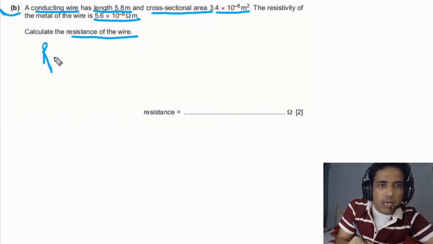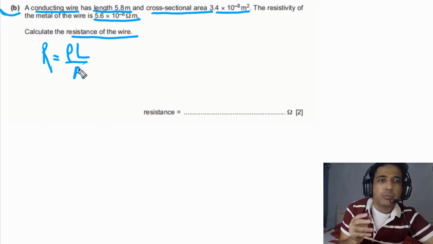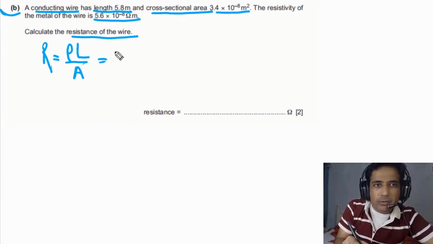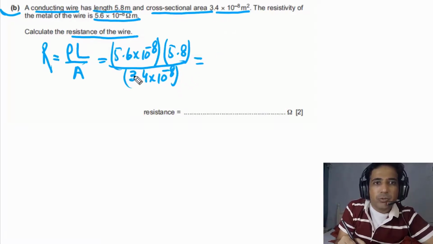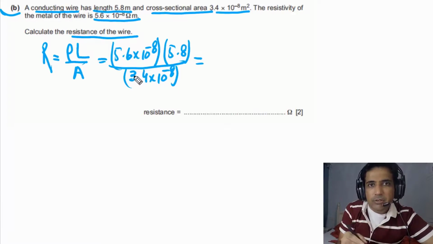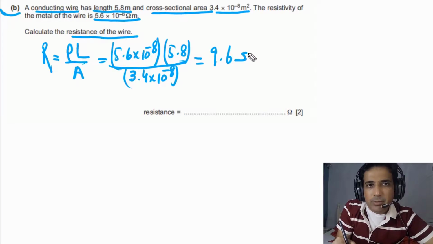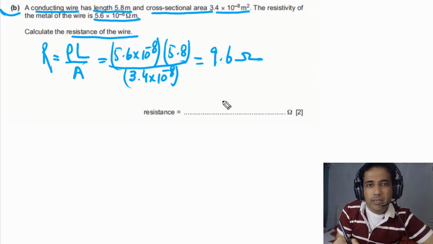Simply, you need to understand how to use this equation. Resistance is equal to rho L over A. Now simply you need to plug in values. In this case, the value of resistivity is given, that is equal to 5.6 times 10 to negative 8. L is given, that is equal to 5.8 meters, and the cross-sectional area is also given, that is 3.4 times 10 to negative 8 meters square. Now simply put these numbers into your calculator and you can find the value of resistance. The resistance in this case is equal to 9.6 ohms. So this is our final answer. So simply we can say resistance is equal to 9.6 ohms.